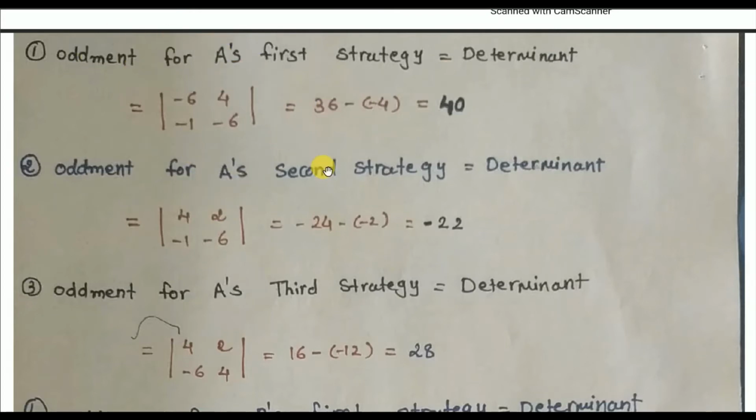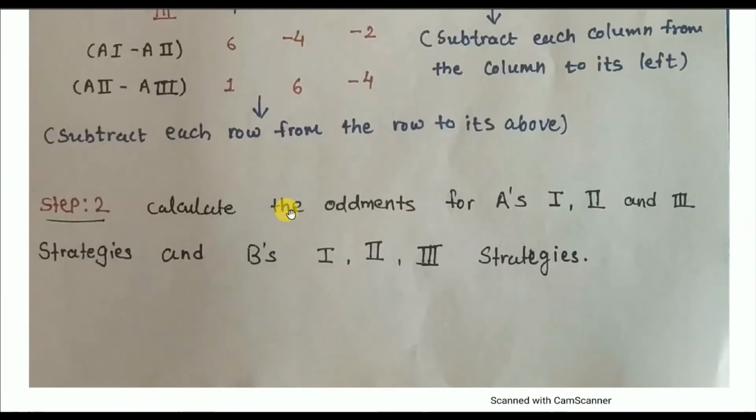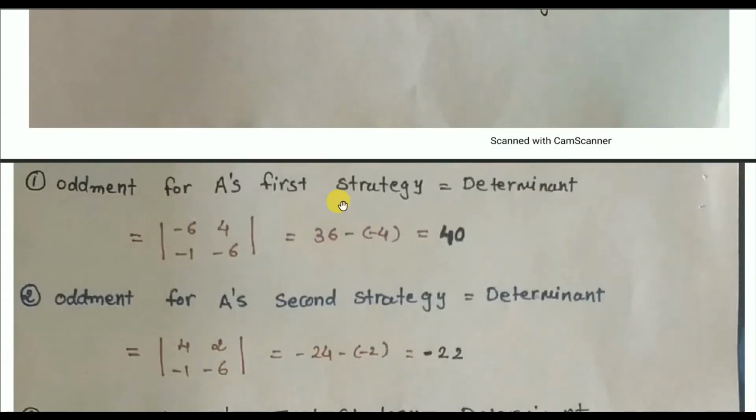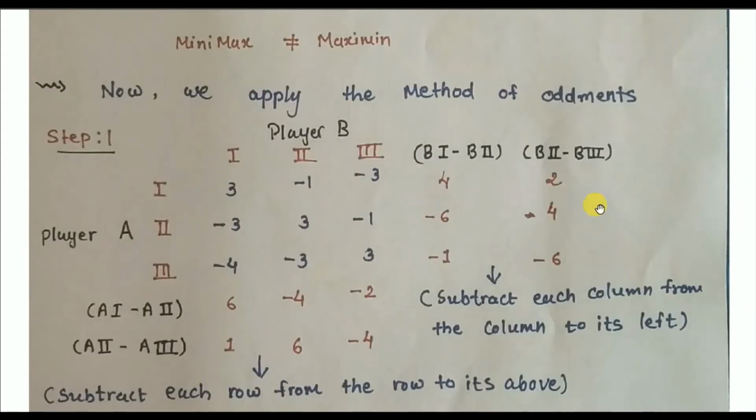How can we find this oddment? If we want to find the oddment for A's first strategy, we look at the column difference table and omit A's first strategy from it. Then we have the remaining 4 terms in this column difference table. These 4 terms are -6, 4, -1 and -6. These 4 terms are our oddment and we have to find the determinant of this oddment. So the oddment for A's first strategy is -6, 4, -1 and -6.